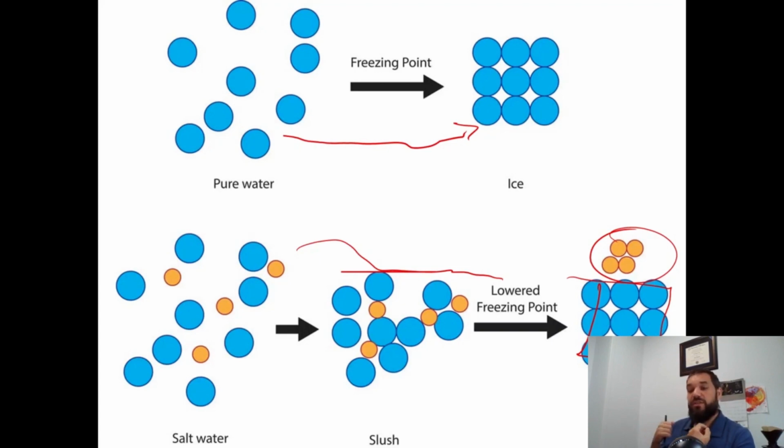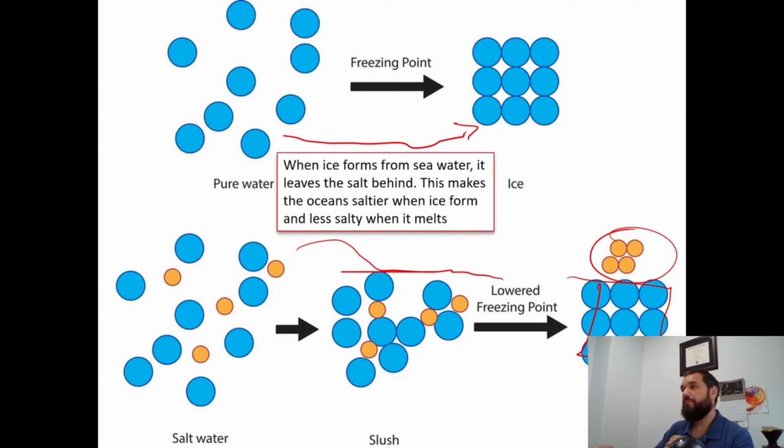So what's the effect going to be? It's going to be making the surface water saltier. So when ice forms in the winter, it makes it saltier. When sea ice forms, it leaves the salt behind. That makes the ocean saltier. Vice versa, when the ice melts during the summer, it's going to make the surface less saline, less salty.